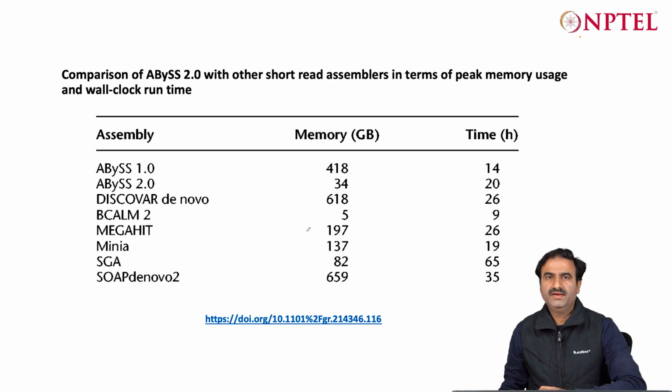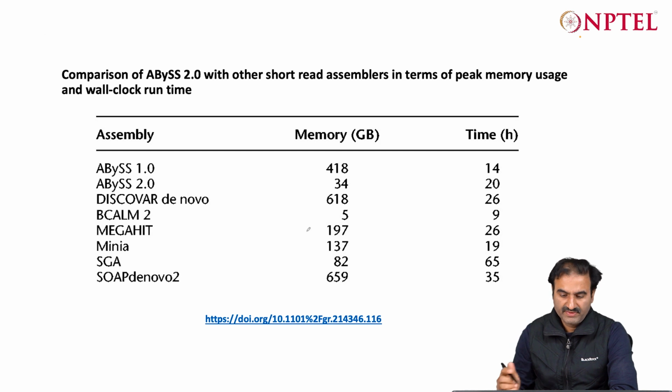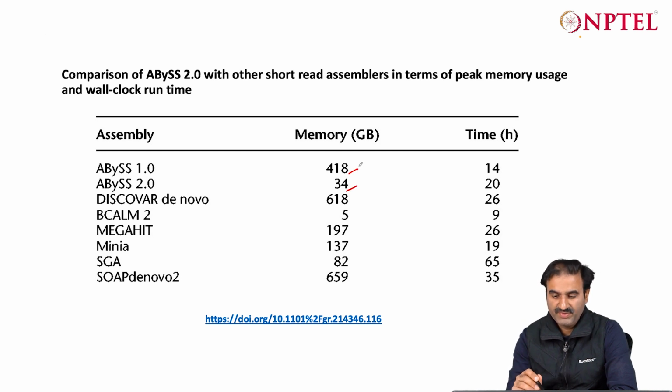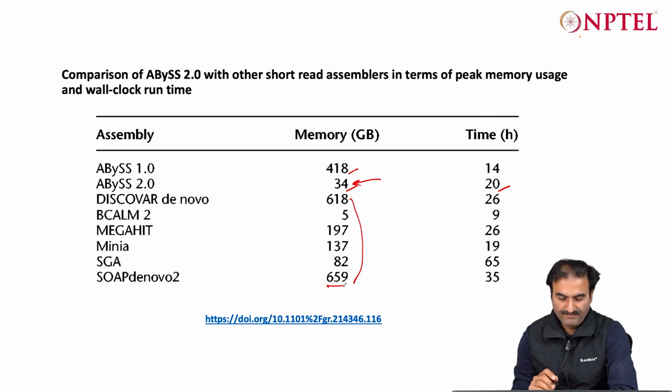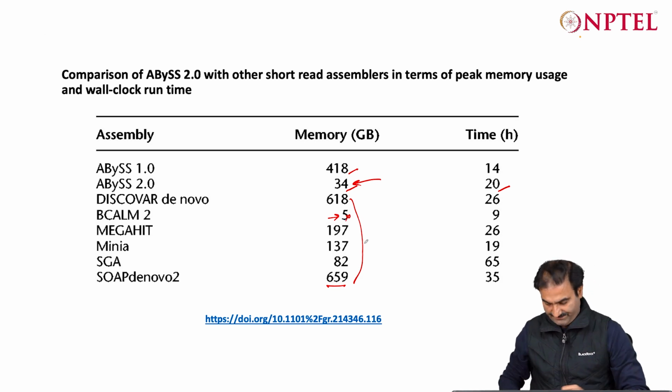Okay, so ABySS2 has an advantage over the others. If you see RAM wise, ABySS1 was taking 418 GB of RAM, whereas ABySS2 is taking only 34 GB for that purpose. Time may be a little longer, but memory wise it is much smaller. And compared to other software like SOAPdenovo, okay, this one does not perform very well. So we should ignore this for now, okay. It is much lesser than the other ones.